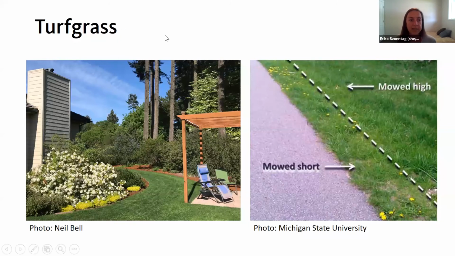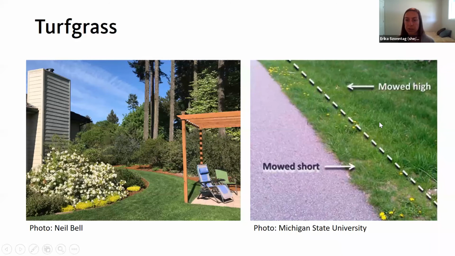And then with turf grass, it is okay to have lawn on a waterwise property. Especially if you have kids or pets, it's nice to have a little patch of grass to walk around on. So it's totally okay to have that. You can see this pathway goes in between these nicely landscaped areas. There are some things that you can do to have a healthy lawn and reduce your water use.